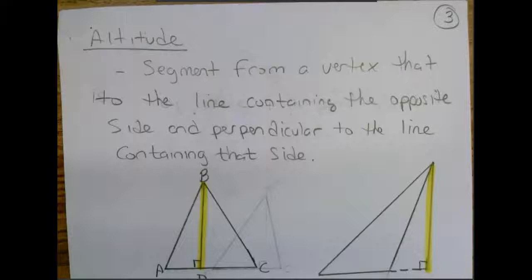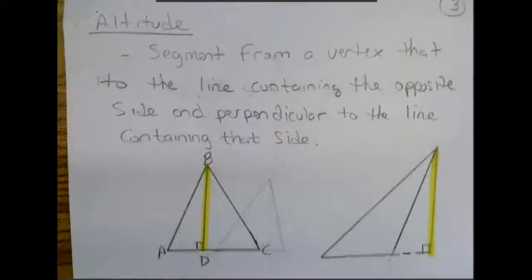Then if we look at the next vocabulary word, we have something called an altitude. Now an altitude is a little bit different than the last one we looked at, the median. This is a segment from a vertex that reaches to the line containing the opposite side and is perpendicular to the line containing that side.